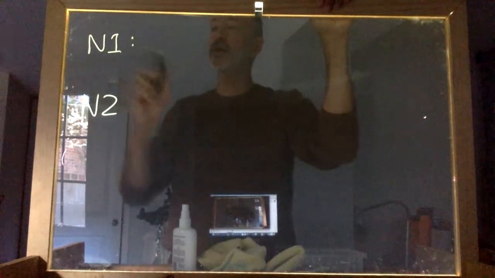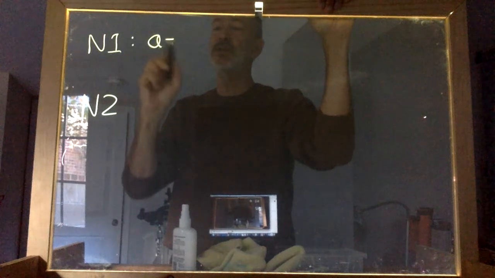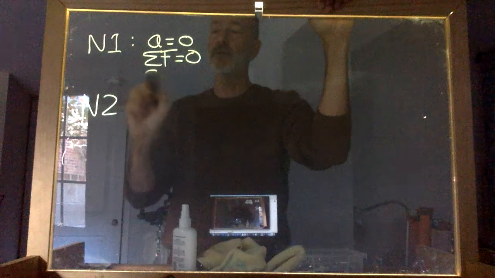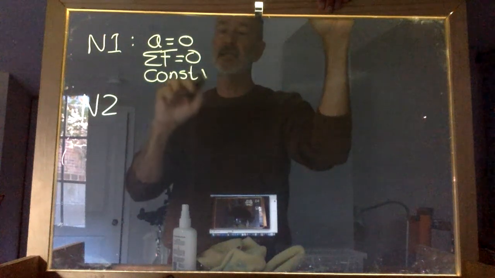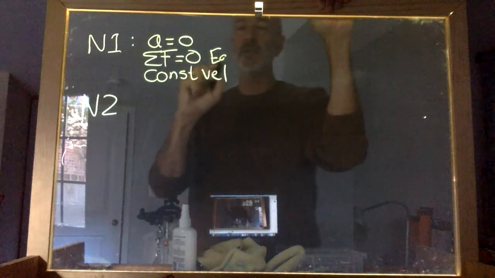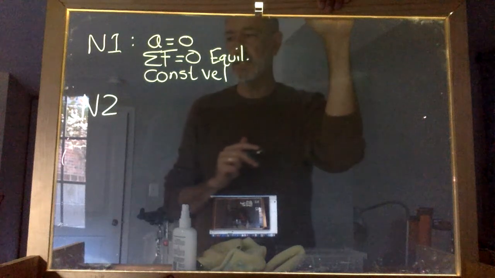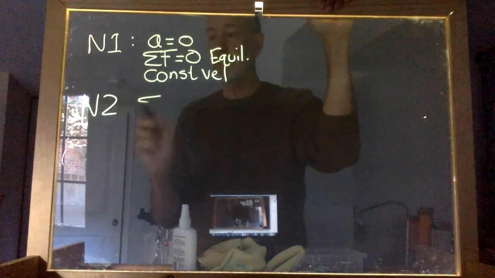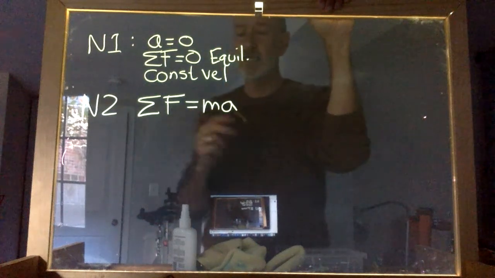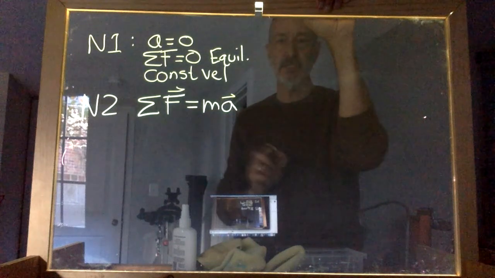So Newton's first law is if acceleration is zero, then the sum of forces is zero. In other words, constant velocity if it's in equilibrium. Let me write that in, equilibrium. I'll just abbreviate it there so I can keep seeing my pretty face. Newton's second law, really easy: the sum of forces equals m times a. And the direction of the sum of forces is the same as the direction of the acceleration.